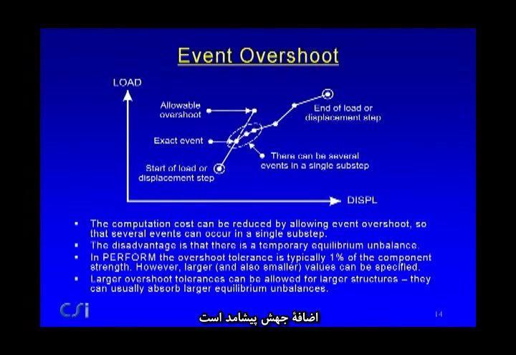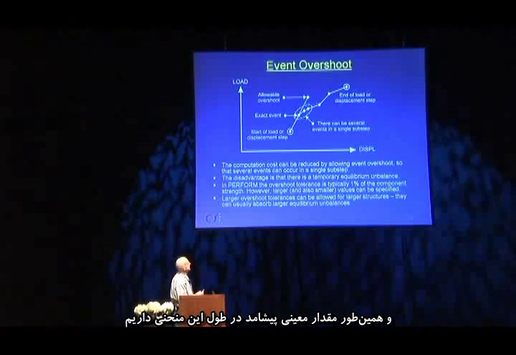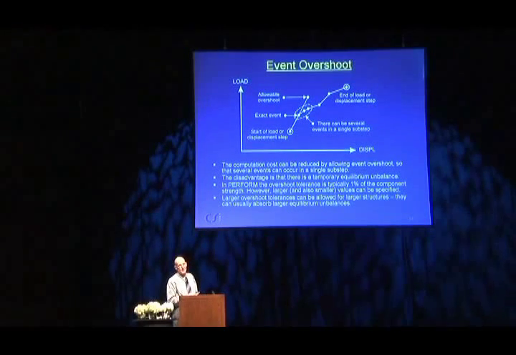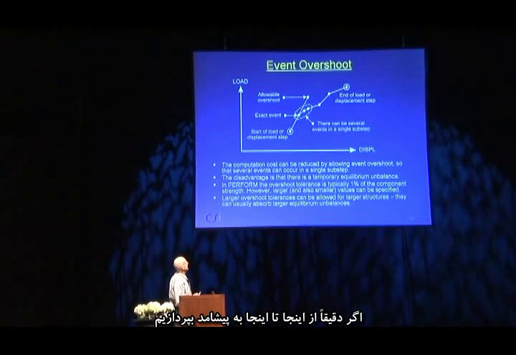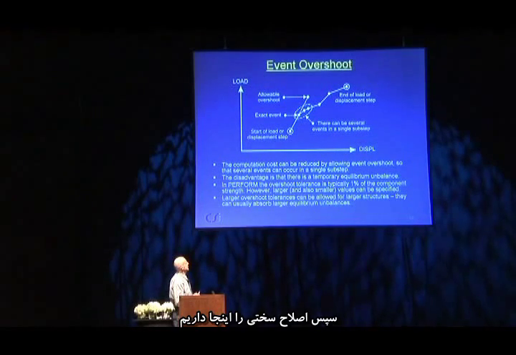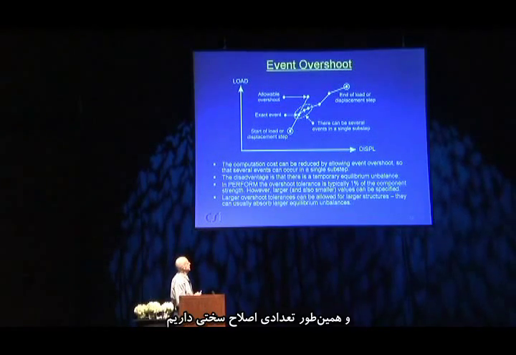Another thing which is done is event overshoot. I'm not going to spend much time on this because this is a little bit complicated, but if we had a load displacement curve that looked like this one here, then we have an event, an event, an event, an event, an event. So there are several events along this. And if we went exactly to the event, we'd go from here to here, reform the stiffness, here to here, reform the stiffness, etc. And there'd be several stiffness reformulations.